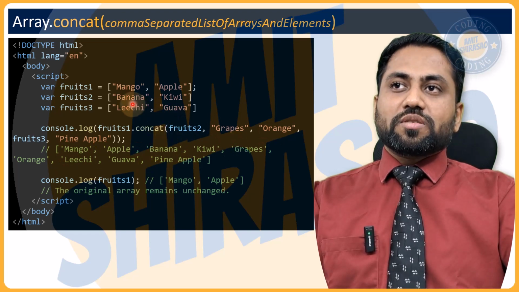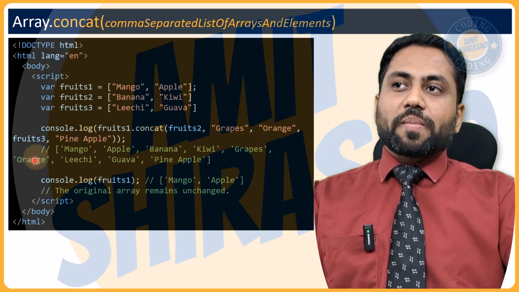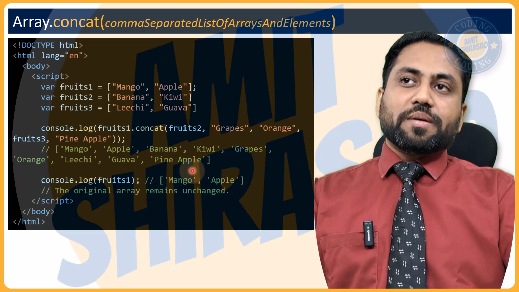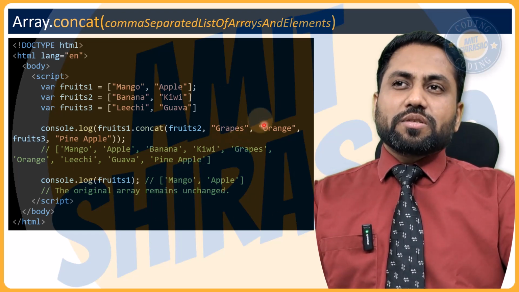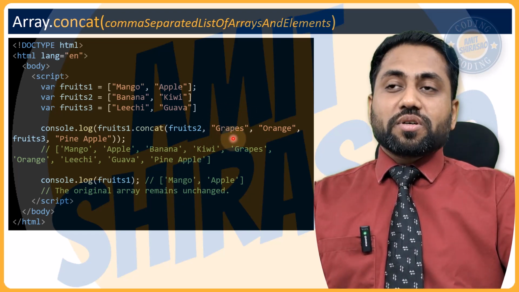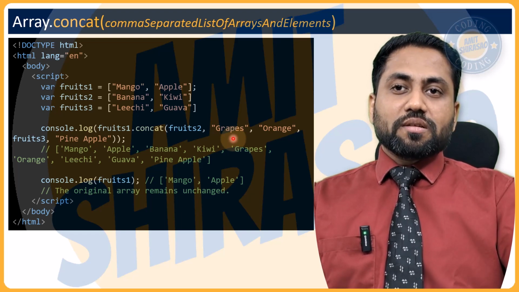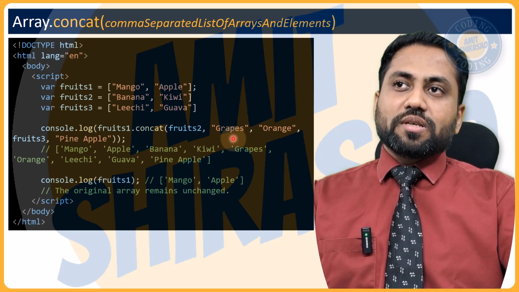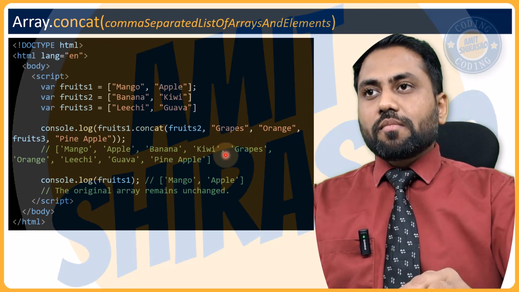So fruits2 means banana and kiwi get concatenated first, then grapes and orange, then lychee and guava will come, and then pineapple will come. Okay, so this is how it will be done. By the way, grapes is wrong grammatically, it should be grape, because whenever you refer to a fruit, it should be in singular terms. You should say apple, not apples. So here it should be grape.